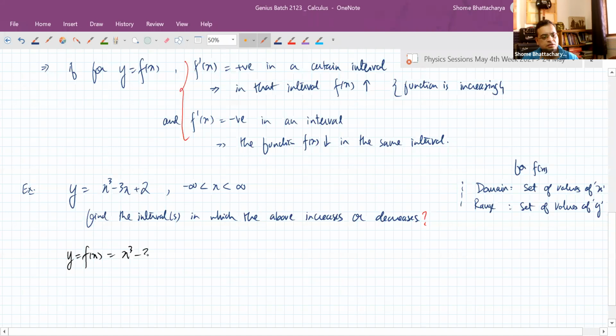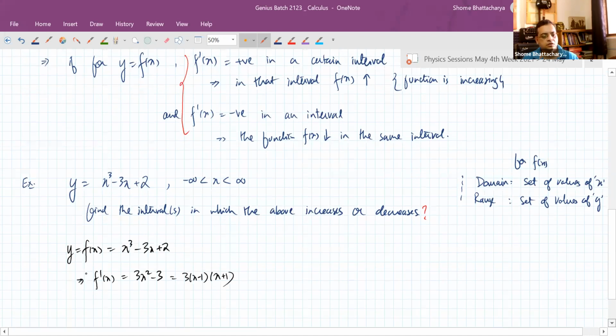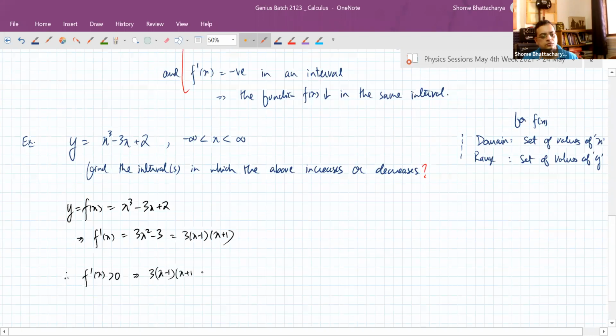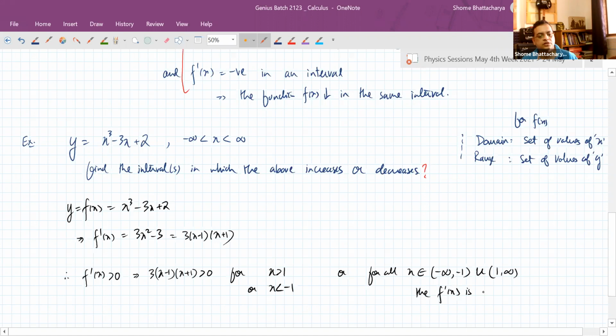So the function here is x cube minus 3x plus 2. So the derivative of the function is what? 3x square minus 3, which we can write as 3 into (x minus 1) into (x plus 1). So we can see that f prime x is greater than 0 for either x greater than 1, or x less than minus 1. So we say that for all x from minus infinity to minus 1, union with 1 to infinity, the derivative is positive, which means that the function is increasing in nature.